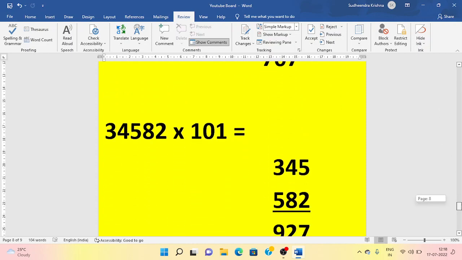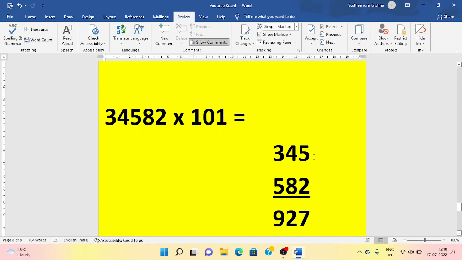Now let us take another example. 34,582 into 101. So to get the right portion of the answer, put this 82 as it is. Now to get the left portion of the answer, put this 34 as it is.